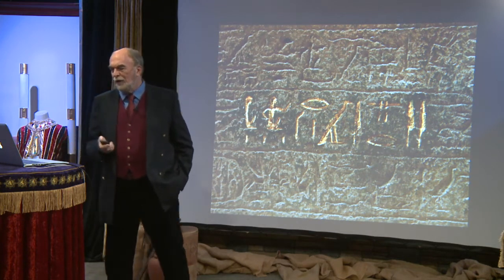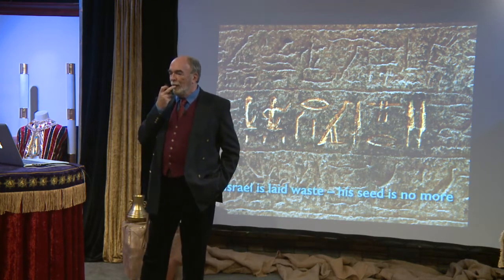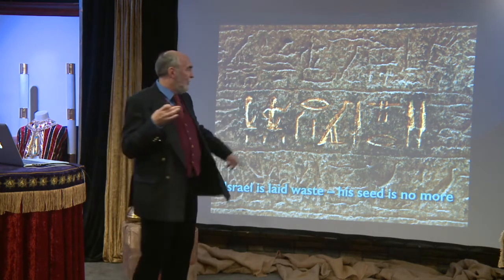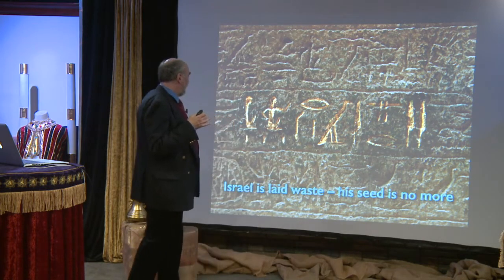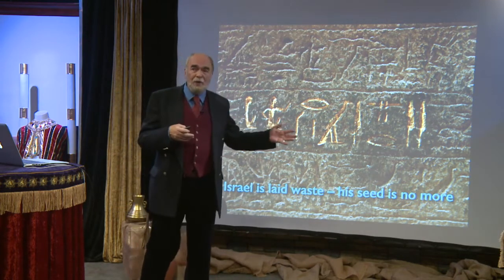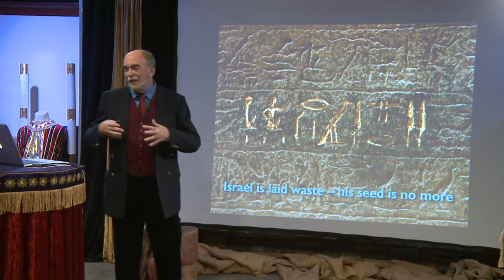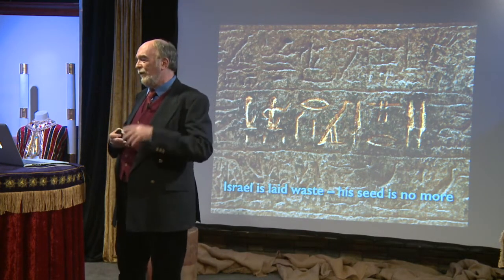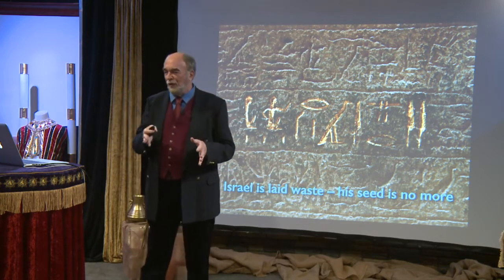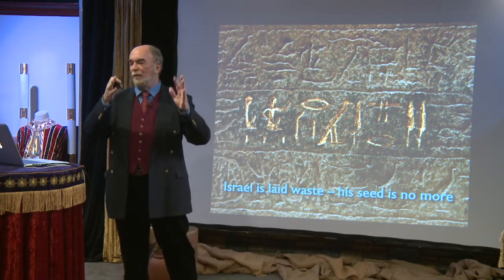Now, what is the context of this? Well, the text actually says, Israel, and then it continues, is laid waste. His seed, because his, referring to Jacob, Israel, is no more. That's a standard phrase within Egyptian texts for defeated people. It doesn't mean anything specific. It just means we've defeated Israel. They're conquered.